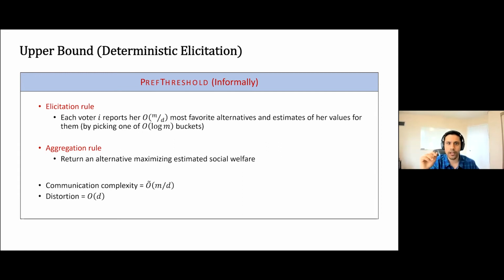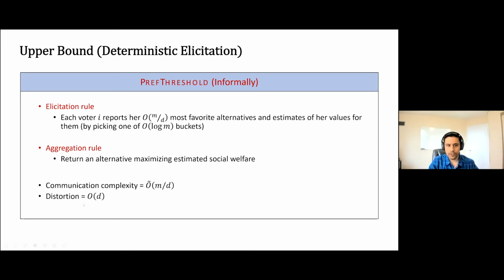So with this very rough estimate of the utilities, we can compute a rough estimate of the social welfare. And the aggregation rule is very simple. It's a deterministic aggregation rule where you simply return an alternative that maximizes the estimated social welfare. With some very simple algebra, you can show that this rule achieves the desired distortion level of D by asking only each voter to communicate M over D bits of information about their utility functions.